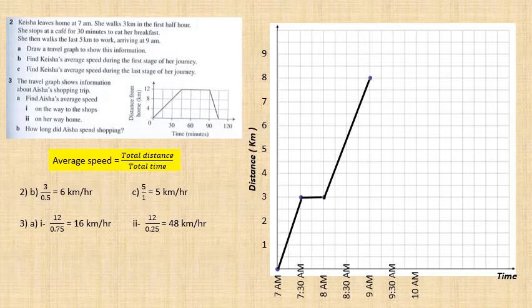And after that, the next question here is how long did Aisha spend shopping? So she spent here from 45 to 90, which is 45 minutes. So she stayed there for 45 minutes, which is equal to 3/4 of an hour, or 0.75 hour.